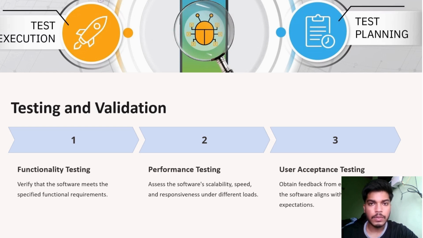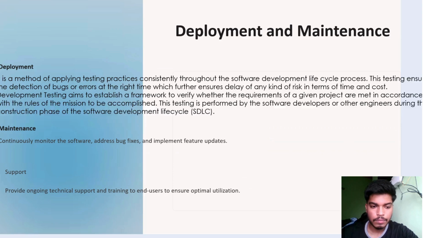The second one is performance testing. Assess the software's scalability, speed, and responsiveness under different loads. Like you are testing the individual performances, like software scalability. Second one is speed. Third is the responsiveness, how well the system is designed to be responsive. If it is less than 3 or 4 seconds, it is good. User acceptance testing. Obtain feedback from users, ensure that software meets reliability and expectations.